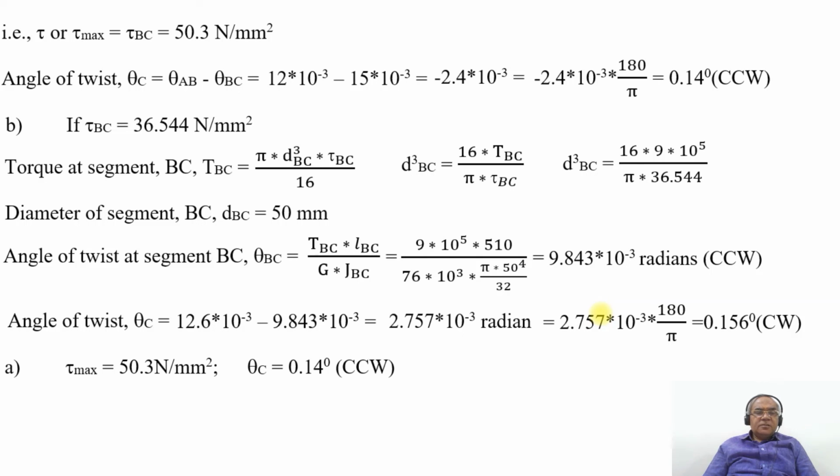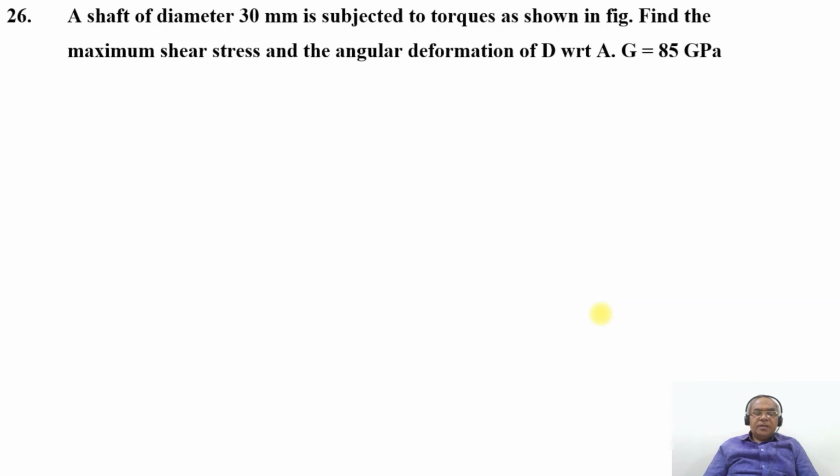So when tau max is equal to 50.3 Newton per mm square, theta C is 0.14 degrees, which is in the counterclockwise direction. Similarly, for the diameter of BC of 50, theta C will be equal to 0.156 degrees, which is in the clockwise direction. So this is how you will be able to analyze and solve this particular problem.